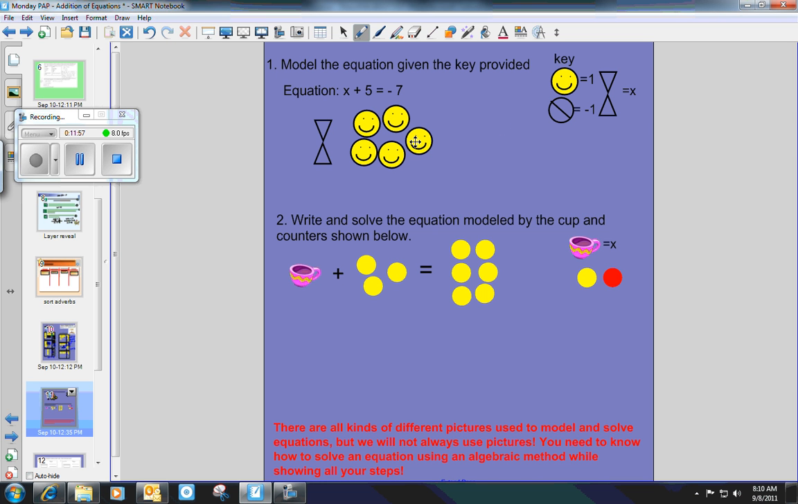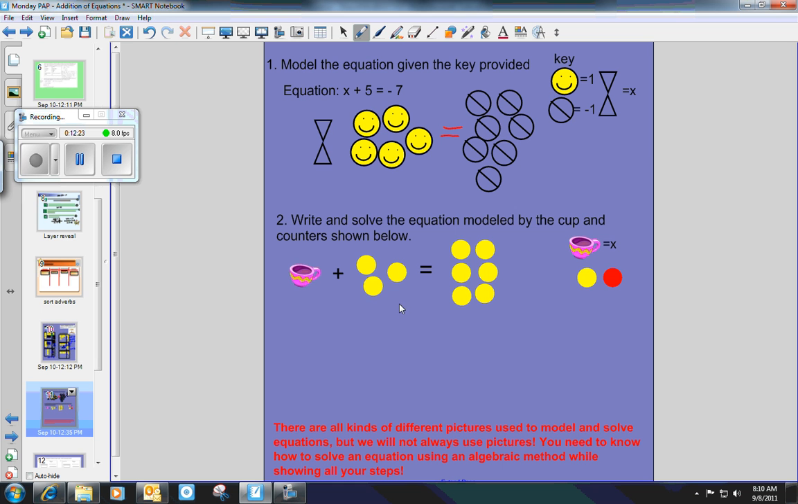Okay, and then you're going to put an equal sign. And then you'll pull out 7 negatives. Or you'll draw your own 7 negatives. Go ahead and do number 2 down here on this one. Number 1 was just modeling. Number 2 is to turn it around.